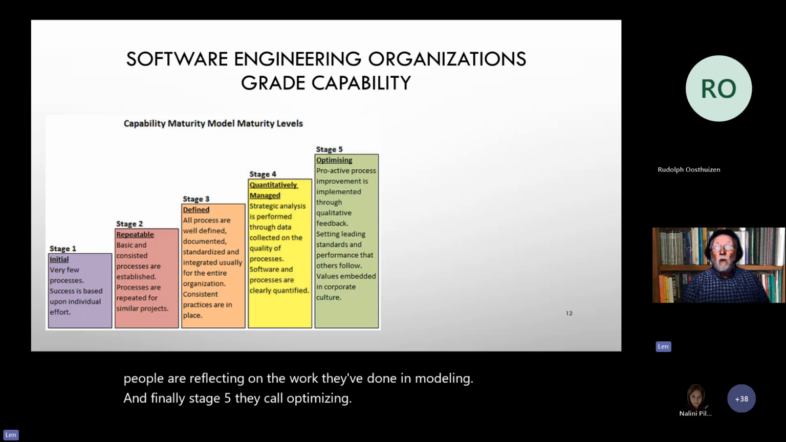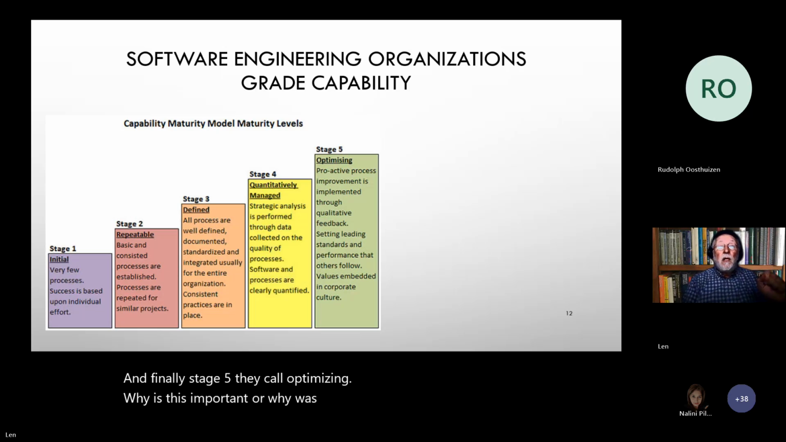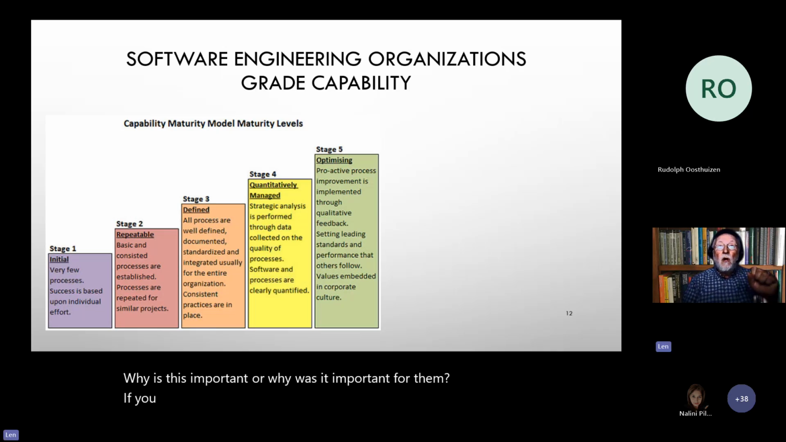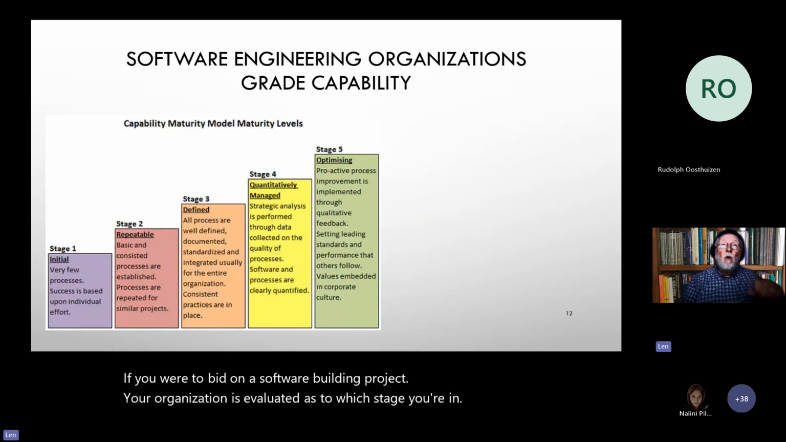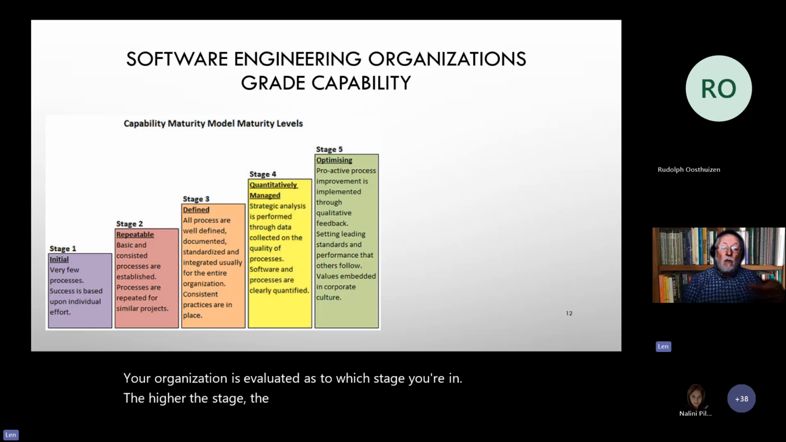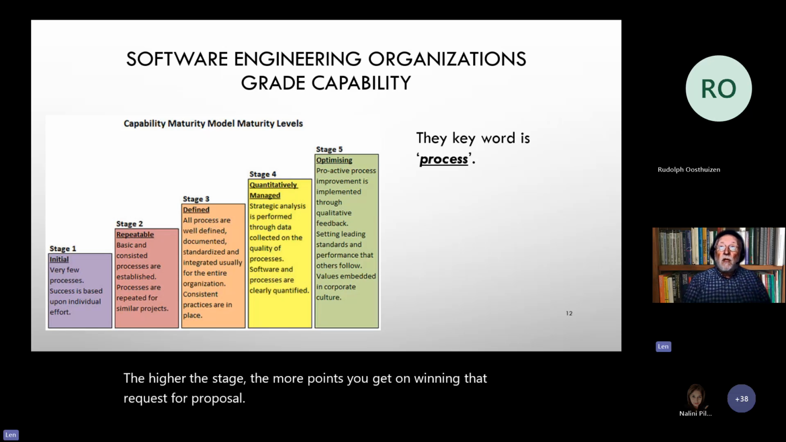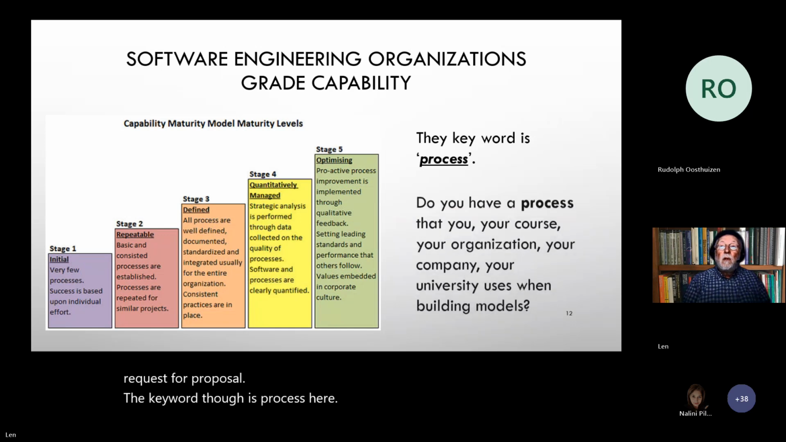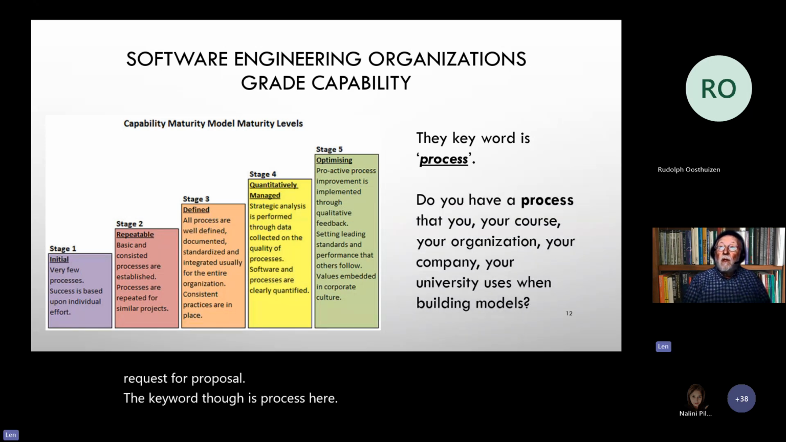Why is this important, or why was it important for them? If you were to bid on a software building project, your organization is evaluated as to which stage you're in. The higher the stage, the more points you get on winning that request for proposal. So the key word, though, is process here. Don't answer this one either. You have a process that you, your course, your organization, your company, your university uses when building models.